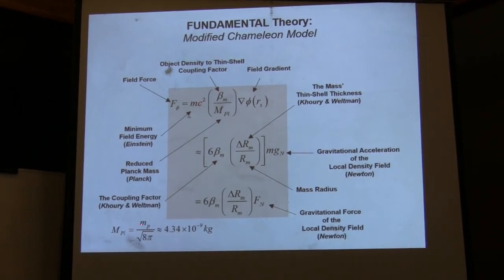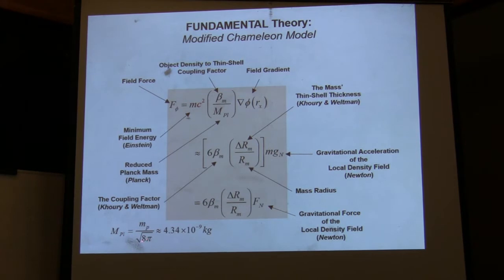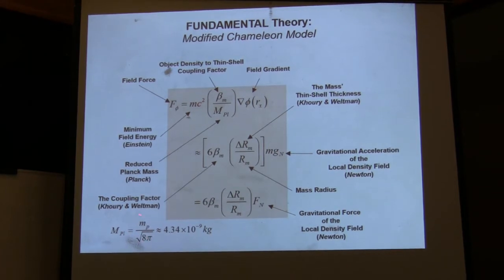Wanted to point out that the reduced Planck mass is just the Planck mass over the square root of 8 pi. So really this is a Planck mass, Planck type scale equations.